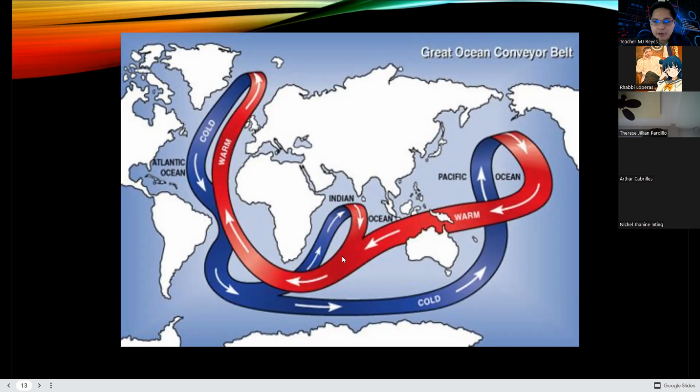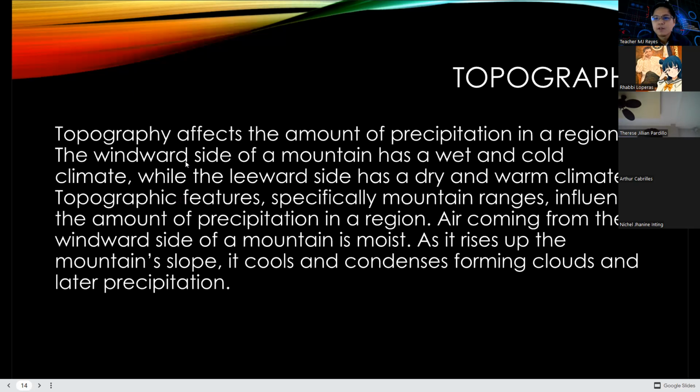Warm air is moving towards the Atlantic Ocean, while cold air is moving towards the Pacific Ocean, going to the Indian Ocean, and so on. This is the pattern.